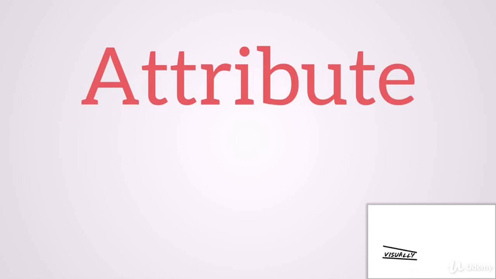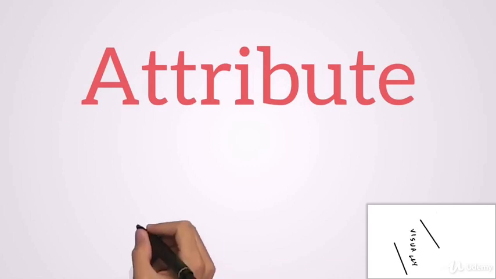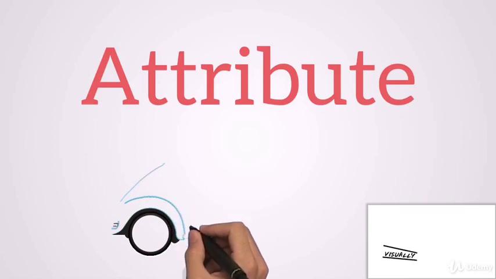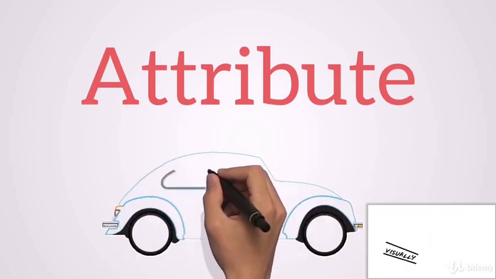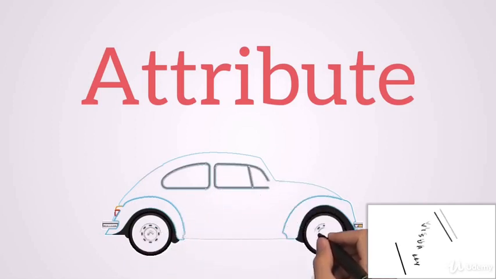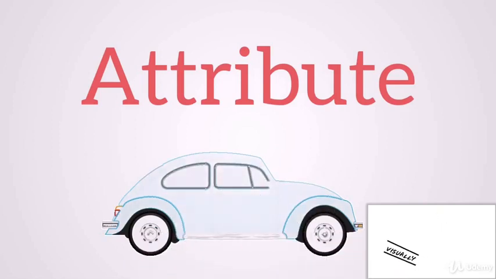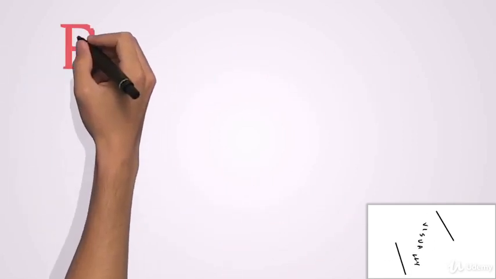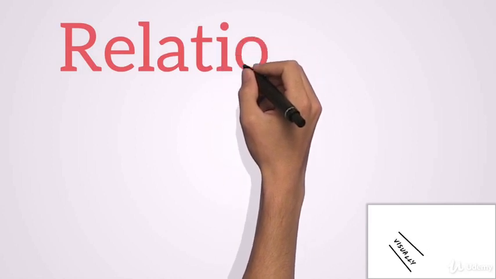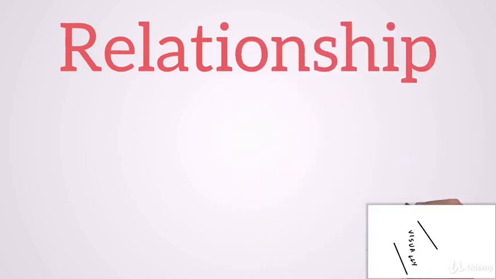Next comes the definition attribute. Attribute is the characteristic property of an entity. So under these comes the different features of the entity, and there may be so many attributes for a single entity. For example, here is a car. The color of the car, the number of the car, and its model, all are the attributes for the entity car. Next comes the relationship.